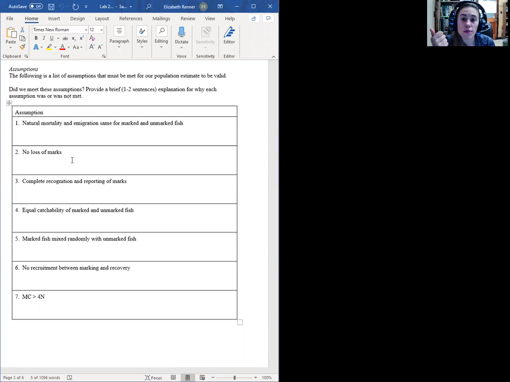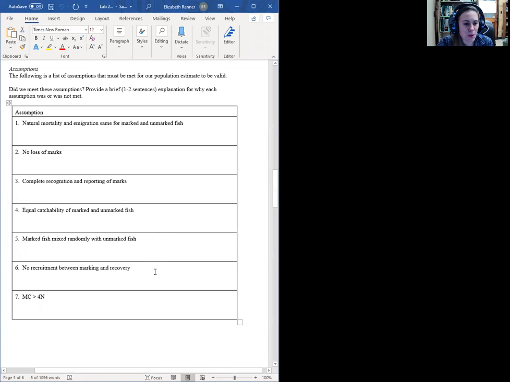We assume that there's no loss of marks, that tags don't fall off or clip marks don't heal. We assume that there's a complete recognition and reporting of marks. We assume that there's an equal chance of catching marked and unmarked fish. We assume that the marked fish are mixed in randomly with unmarked fish. So when we're pulling out of a bag, we're not pulling out like 10 out of 100 of the marked fish. We're not pulling out all 10 of them in a row, because that would suggest that we didn't scramble our fish in a bag that well.